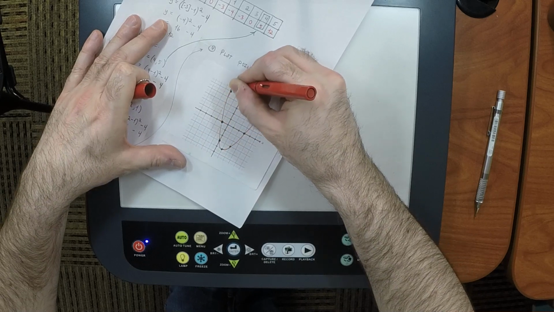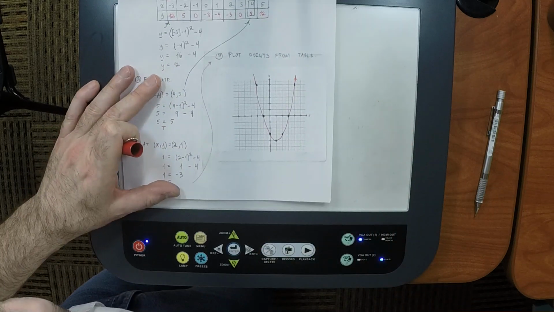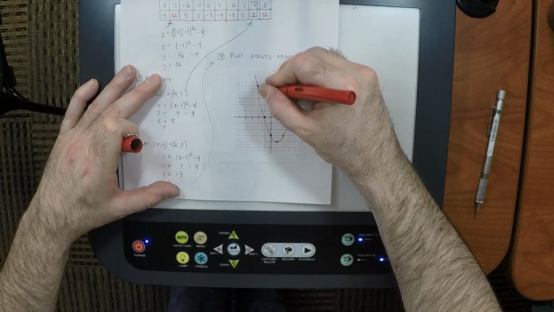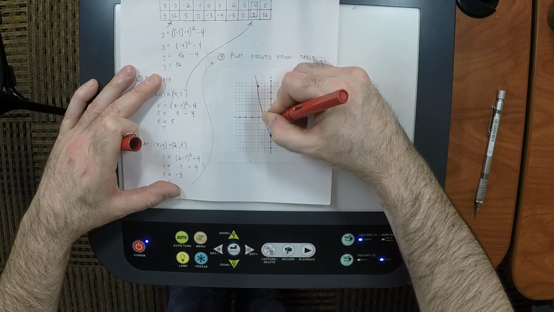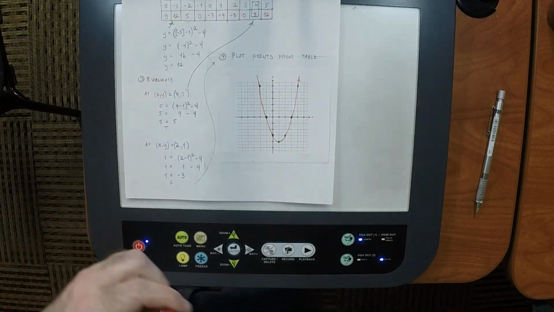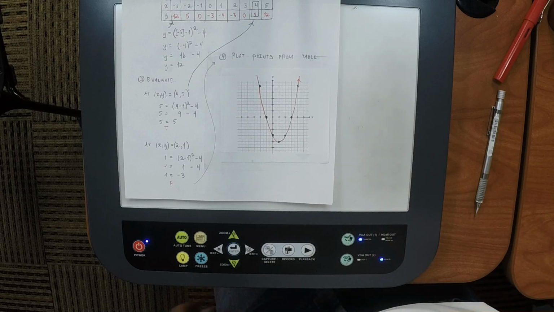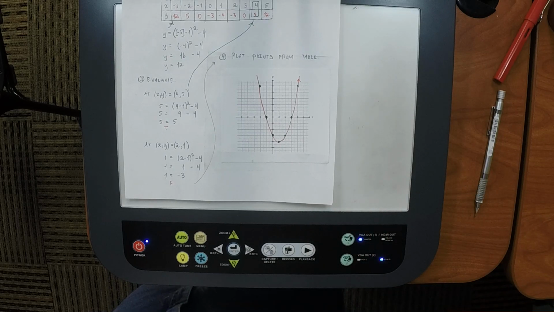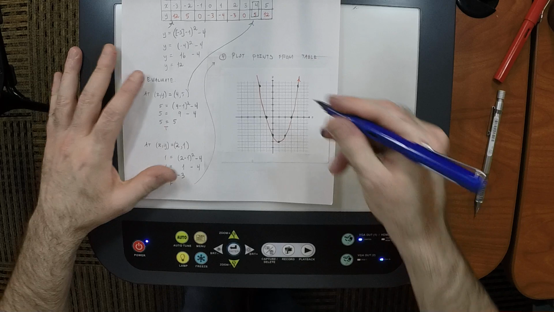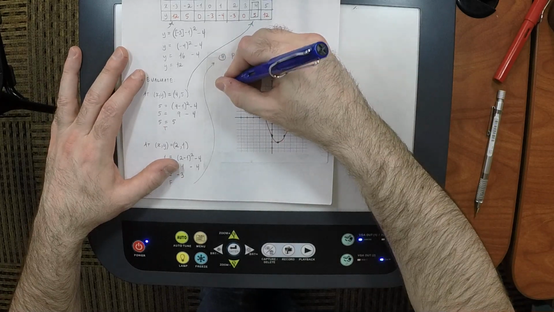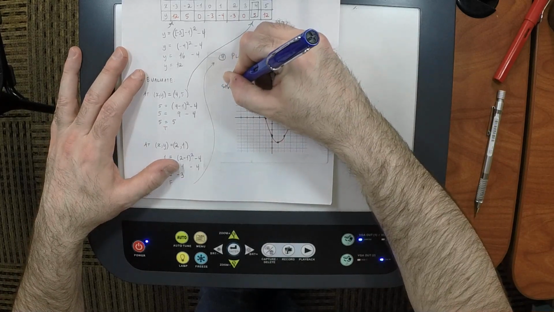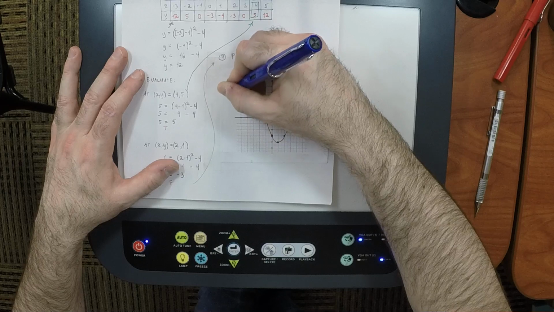It's going to look something like that. Okay. Curious. So that's a neat looking shape. That's going to be a really important shape for us. So I'll go ahead and tell you the name of that shape right now. The name of that shape is called a parabola.